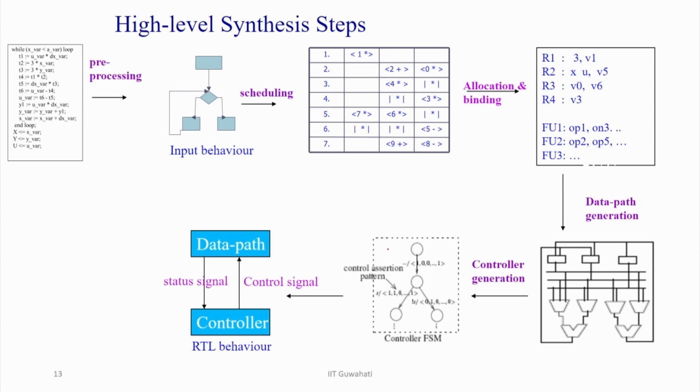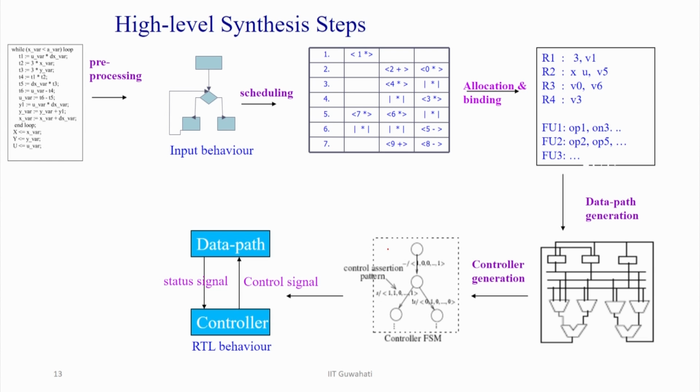Once we are done with that, we try to generate the data path. As I mentioned, the data path consists of the function units, the registers, and interconnection components like multiplexers and demultiplexers and the interconnections between them. We generate such a data path out of this information, through which we execute these operations. Then the data flow of the operations in the data path has to be controlled by the controller. We will discuss more on those in subsequent parts of this class.